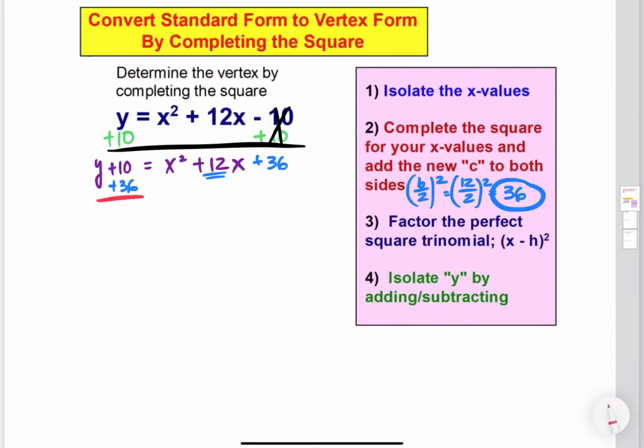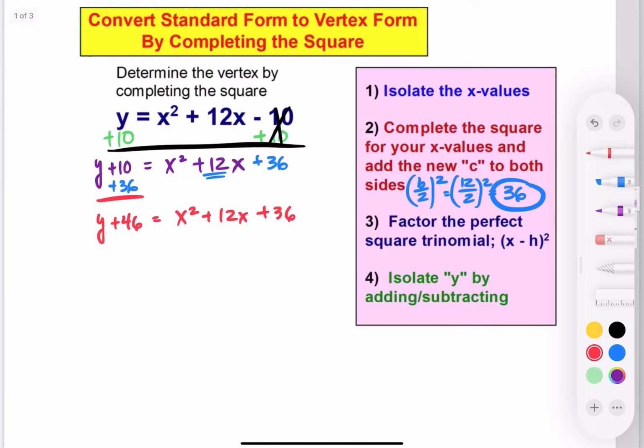And now, if I write all this out, we now have y plus 46 is equal to x squared plus 12x plus 36. Now that trinomial on the right is a perfect square trinomial. And we know it's a perfect square trinomial because we completed the square. That's the whole purpose of completing the square.